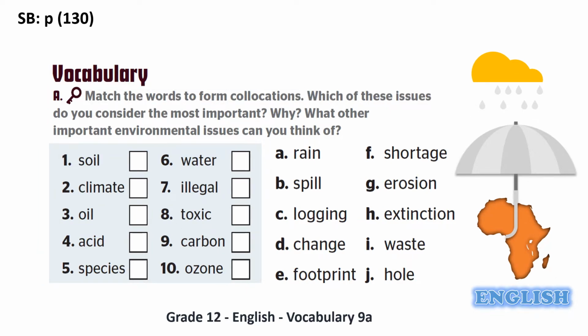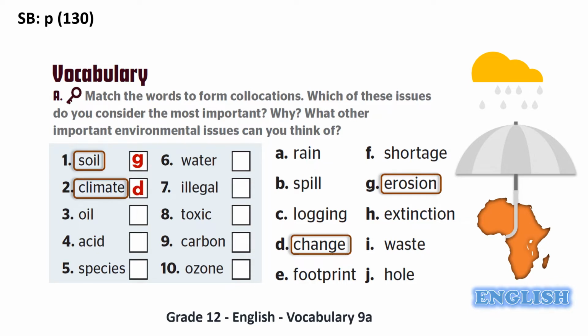The first collocation describing an environmental issue would be related to soil, and people would talk of soil erosion when they refer to the wearing away or loss of a field's top soil by the natural physical forces of water. So letter G would be the answer. The second environmental issue would be related to climate, and we would say climate change to refer to the variation in the average weather patterns. So letter D is the answer.